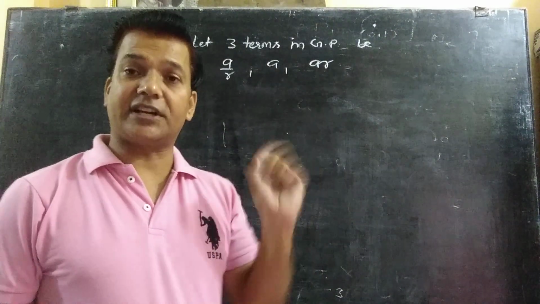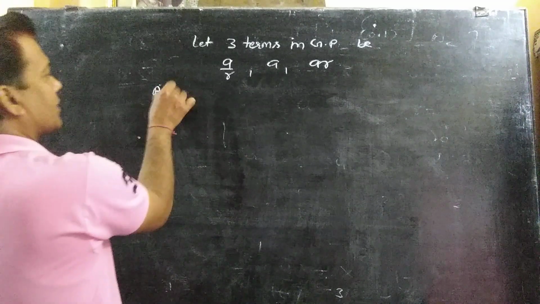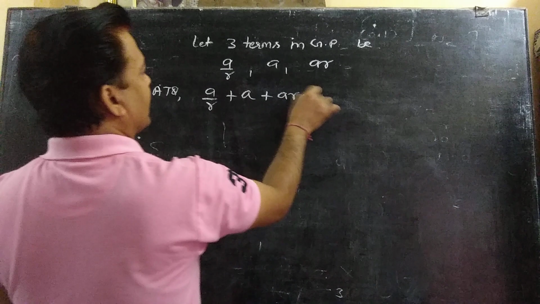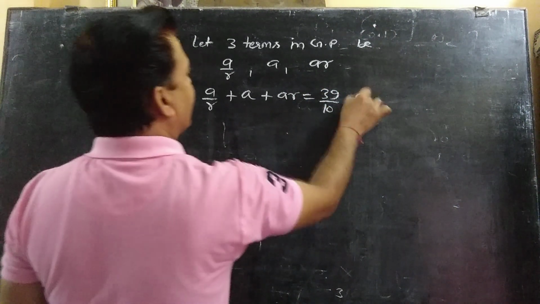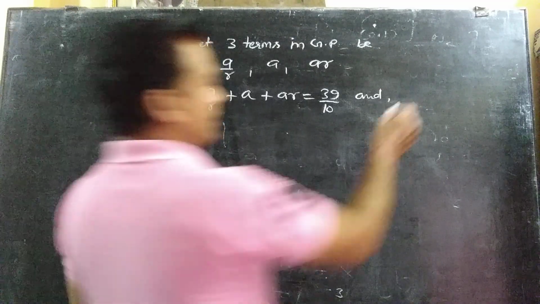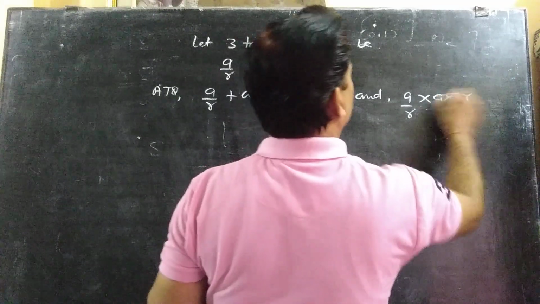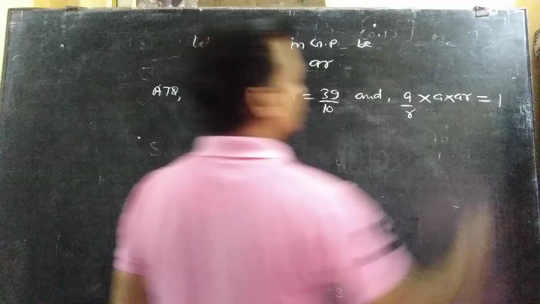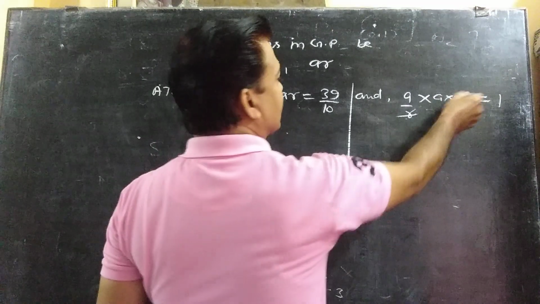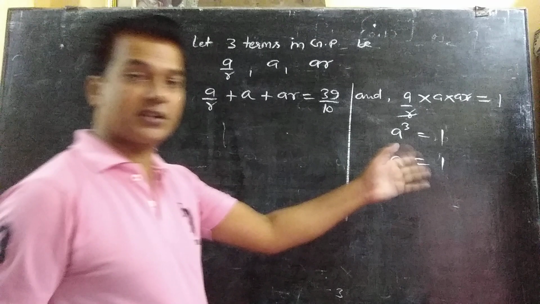The sum of these 3 terms is 39 by 10 according to the question. A upon R plus A plus AR is 39 by 10, and their product is 1, which means A upon R into A into AR is 1. So first we are going to solve this one. This R cancels with this R. Here A cube will become 1. So A is 1. This is the first term.